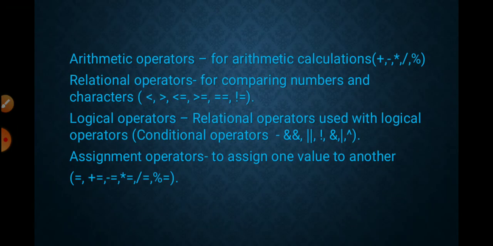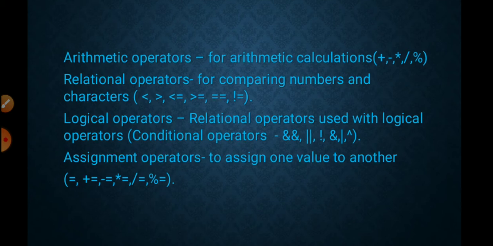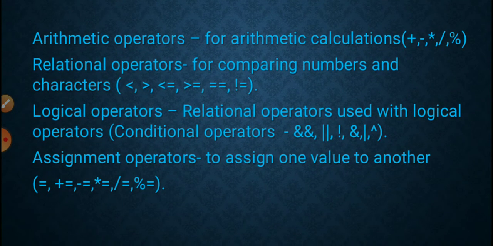Examples of some operators are arithmetic operators, relational operators, logical operators, and assignment operators. Here we will see arithmetic operators, which are the symbols used for arithmetical calculations. They are called arithmetic operators. Example, plus for addition, minus for subtraction, asterisk for multiplication, slash for division, and percentage for modulus, that is finding the remainder. Here the percentage sign is called the modulus operator.